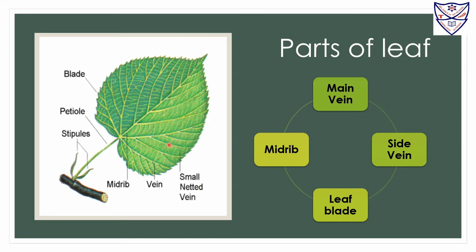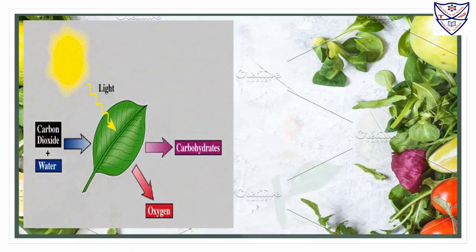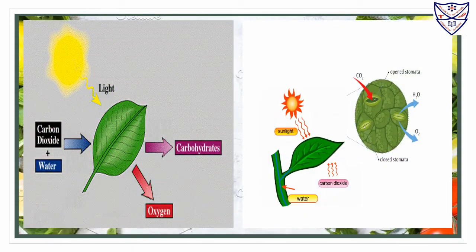Each leaf usually has a main vein. Each leaf carries a main vein here and many side veins, and these are all side veins. Here in this picture you can see the main vein and the small side veins. Veins help in the transportation of substances, for example water, minerals and prepared food to and from the leaf.